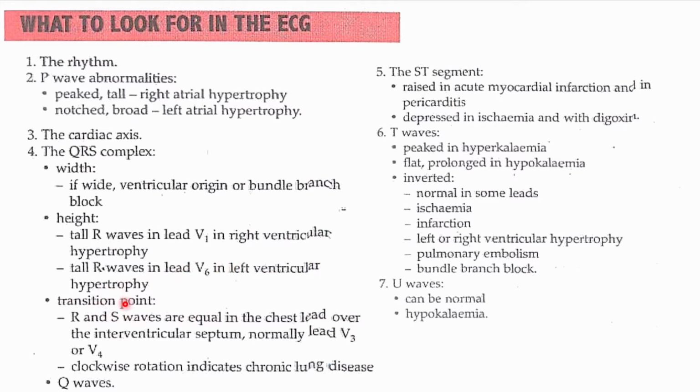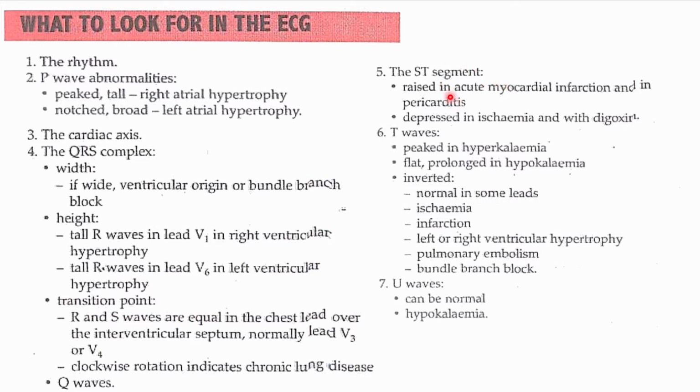We look at the transition point. Normally, it should be between leads V3 and V4, where the R and S waves are equal. A clockwise rotation usually indicates chronic lung disease. We look for any pathological Q waves present on the ECG, which may indicate an infarction in the area of the heart, depending on where the lead that has shown this Q wave is.